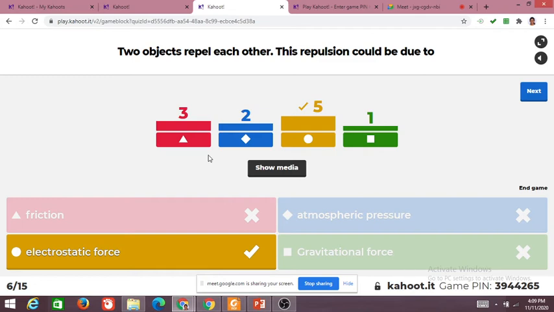Okay, friction is a force which comes into play when there is motion. So, friction opposes motion, that is what we have seen. So, it is not friction. When two objects are repelling each other, it is due to either magnetic force or electrostatic force. So, in the options given, the electrostatic force was the only one we can choose, was the correct one.